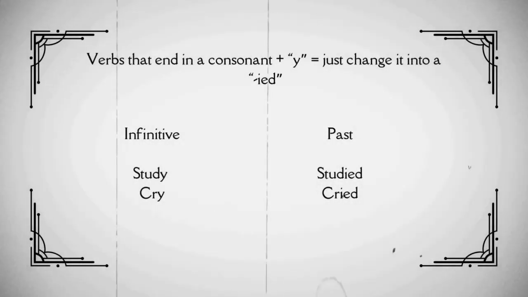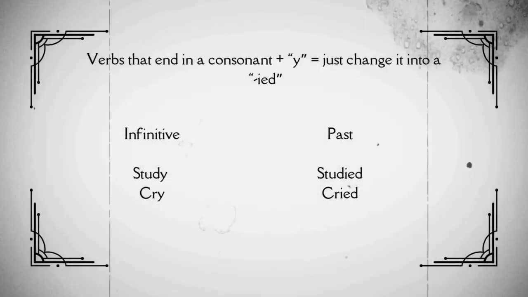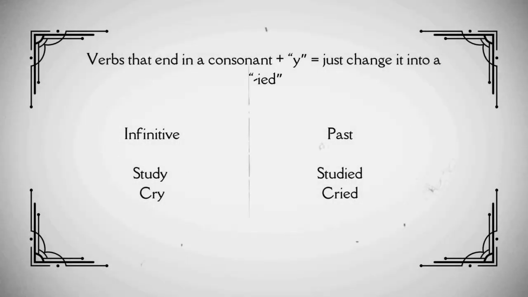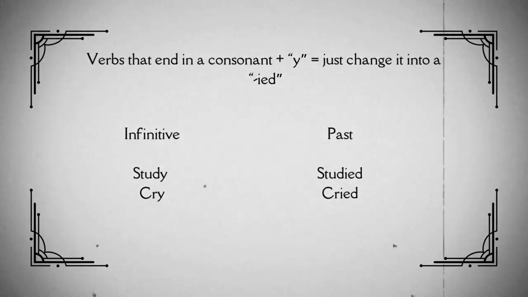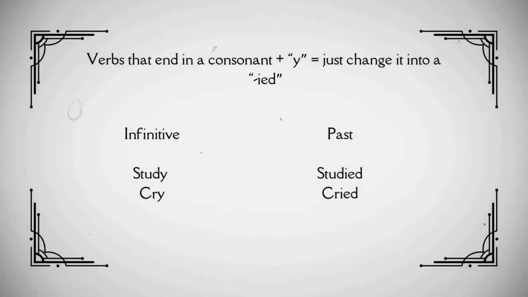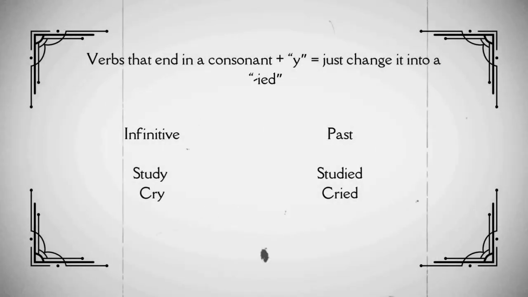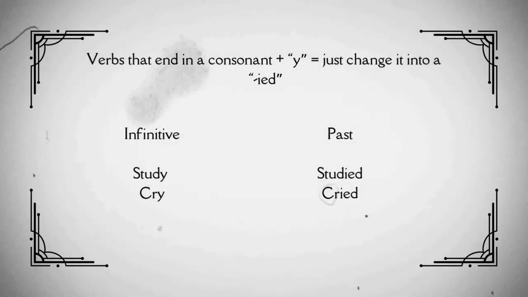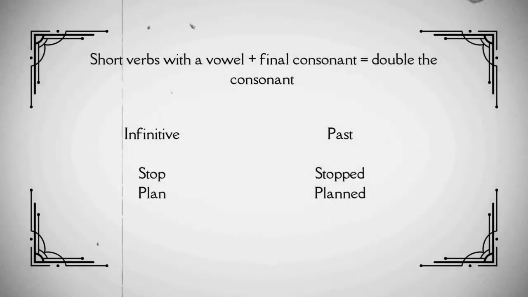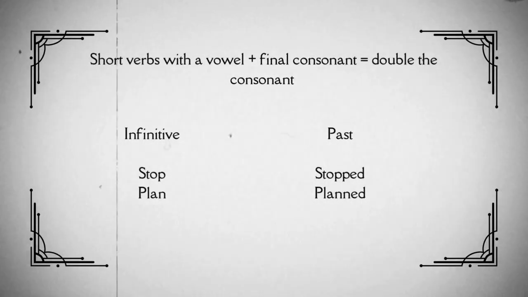The second rule is that when a verb ends in a consonant plus a Y, you need to change the Y to IED, like study, studied, cry, cried. And also with short verbs with a vowel plus a final consonant, you just double the consonant, like stop, stopped, plan, planned.